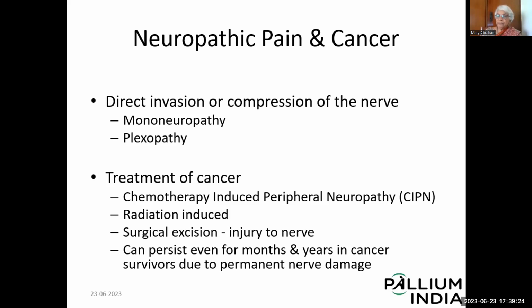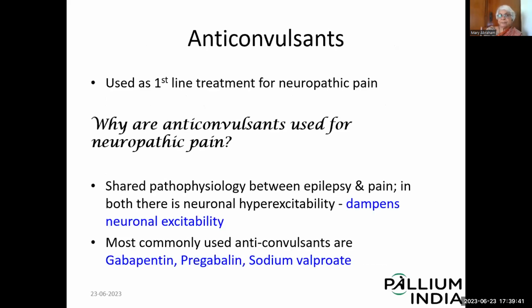They have been treated of the cancer, but because of the permanent nerve damage, the neuropathy is still present in these patients. Normally, after stopping the chemotherapy drugs, the neuropathy usually subsides in a few months' time, but sometimes it can persist even for years.